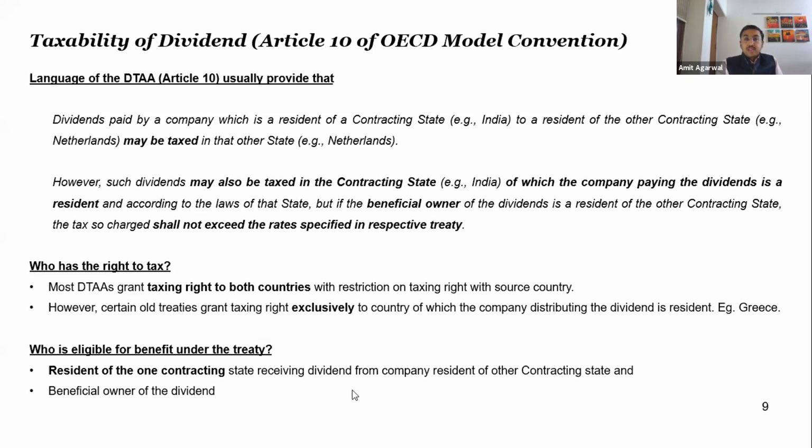So, who will be eligible for the treaty? One is the resident of the contracting state: the person who is receiving should be a resident of the contracting state, and second, he should be a beneficial owner. These two things we have to always remember. Go ahead, Pratik.